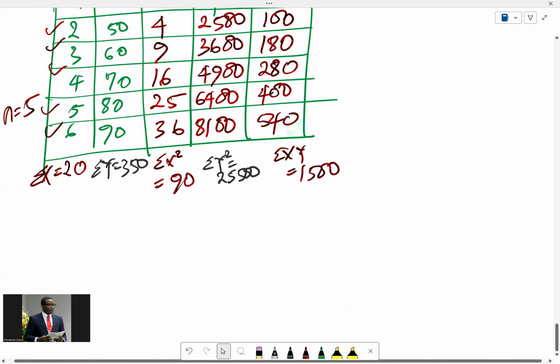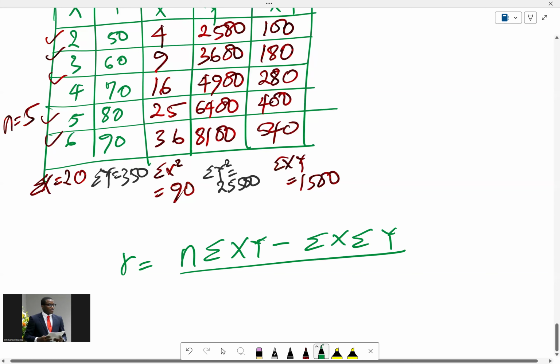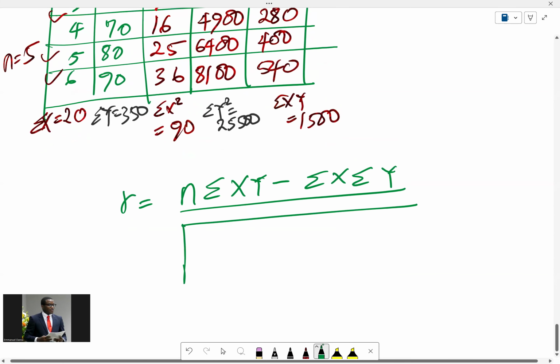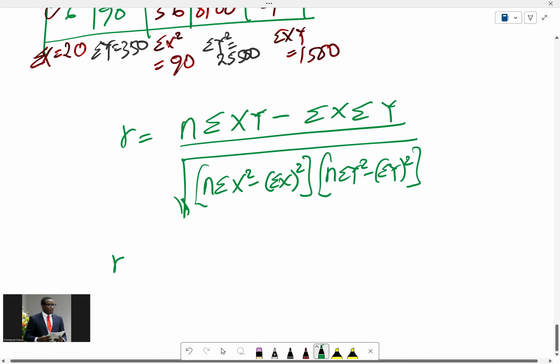So you can now get r. r is n summation xy minus summation x times summation y, all over the square root of n summation x squared minus summation x all squared, times n summation y squared minus summation y all squared. So you can put the values together. That's n is 5 for sure.